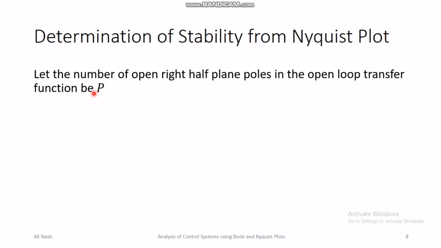So let us assume that you have an open loop transfer function and there are some poles in the open loop transfer function. Some of them are in the right half plane and some of them are in the left half plane, and some of them are on the j omega axis. So the poles on the right half plane excluding the j omega axis, the number of poles on the right half plane of the open loop transfer function is P.